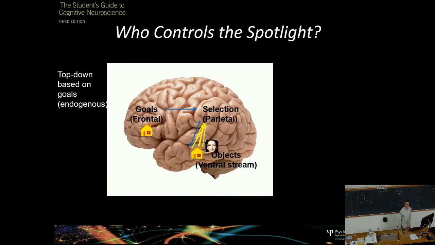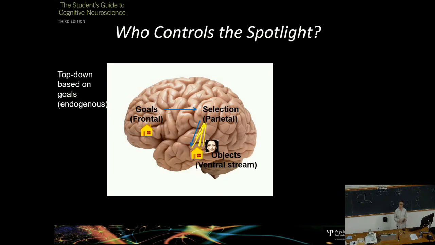Then the question is, who is controlling the spotlight? So in this particular example, we could say it's top down. It's based on our goals. The experimenter says, look for the houses or look for the faces. You're given some kind of context.